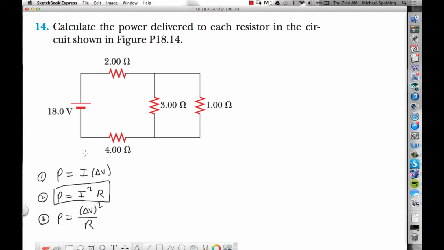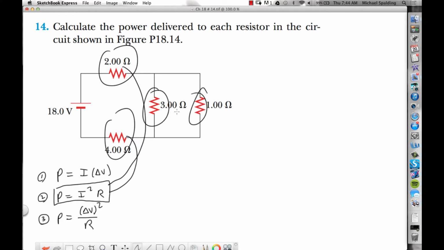Okay, but you know what? I'm going to solve for the power of this guy and this guy using that equation, and then for these two guys, just to show you how it works, I'm going to use this other equation, number 3, just so you can see how to do it. All right, so if you don't have the power equations copied, copy those down.